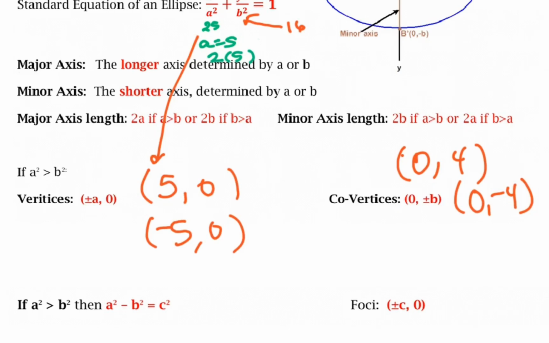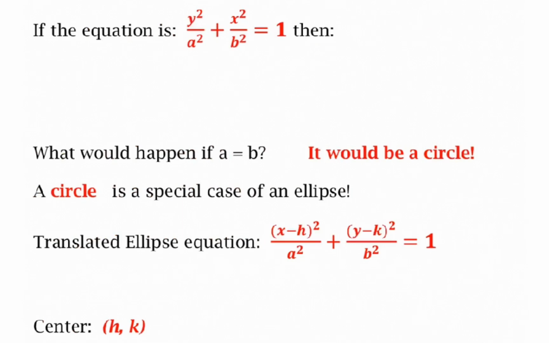Also, if a squared is greater than b squared, then the way we find the foci, or each focus point, is by doing a squared minus b squared equals c squared. It's kind of like the Pythagorean theorem, but it has a subtraction because we're looking at the differences. Again, we'll do some practice with that. Okay, so if the equation is y squared plus x squared equals 1, with the plus, it doesn't really matter which one is x squared and which one's y squared.